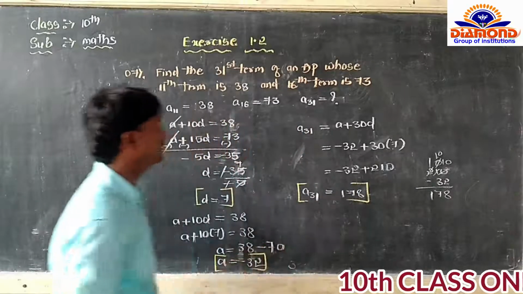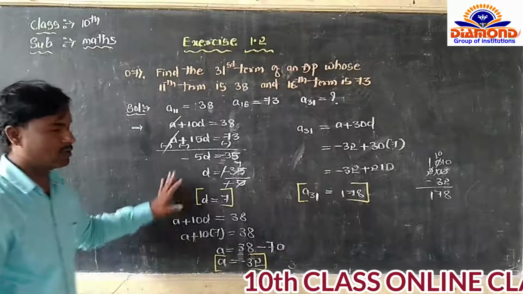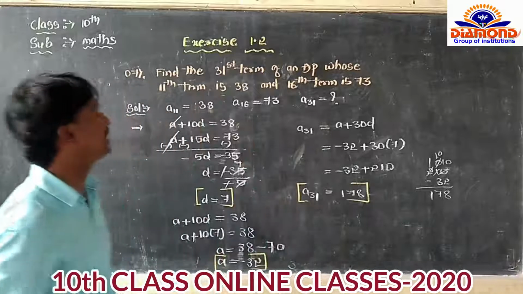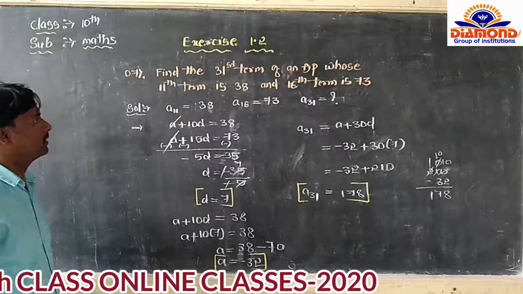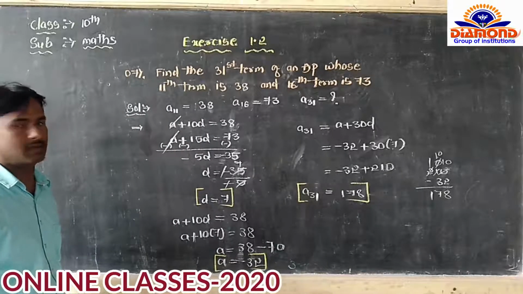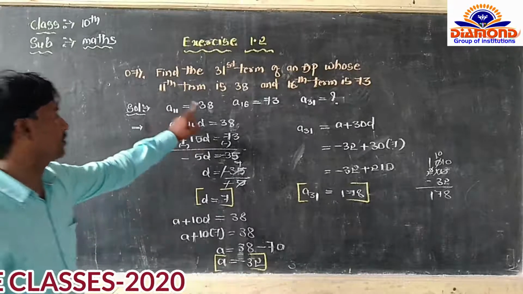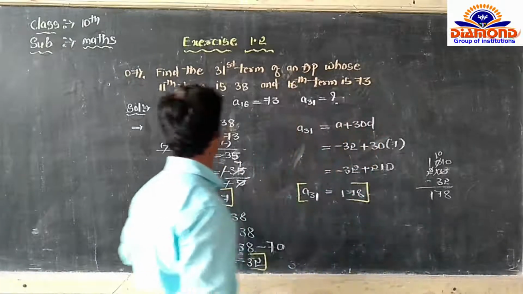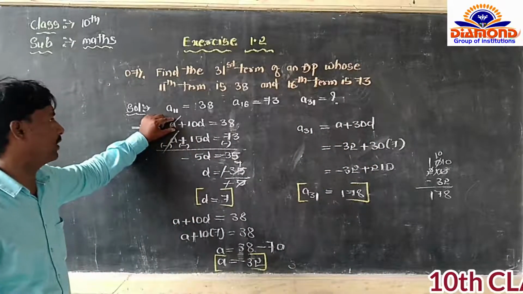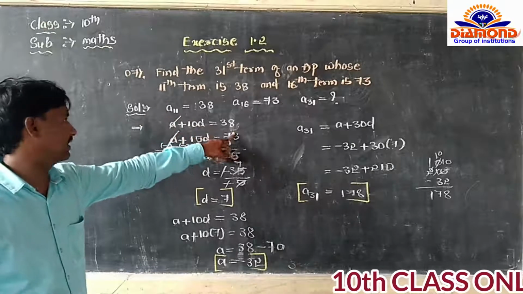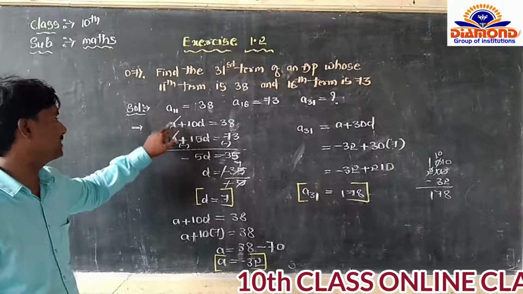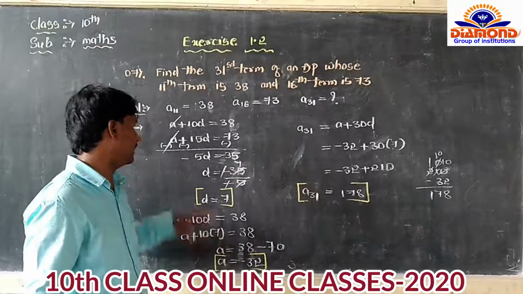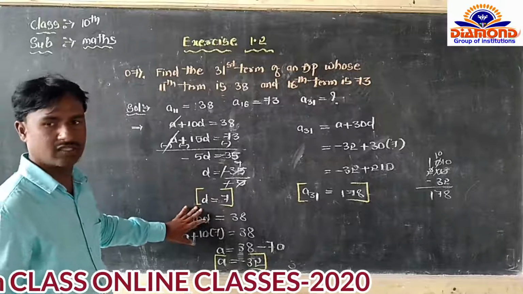Once again, dear students, look at the book. Here 3 questions are there: first, second and third. Find the 31st term of an AP whose 11th term is 38 and 16th term is 73. A11 is equal to 38, A16 is equal to 73, A31 is equal to question mark. The 11th term is written as A plus 10D is equal to 38, and the 16th term is written as A plus 15D is equal to 73. When we did the simplification, we got the common difference.